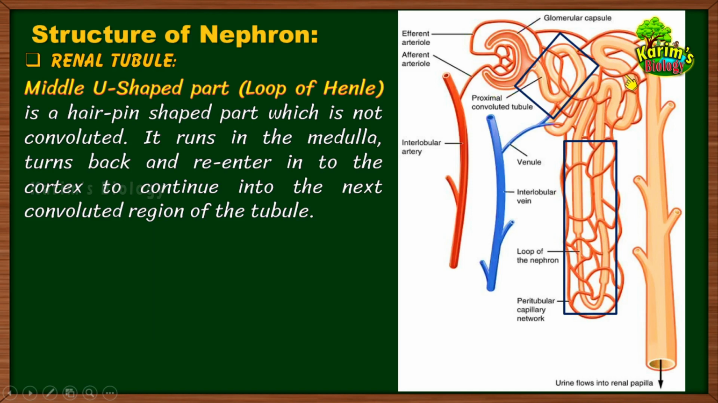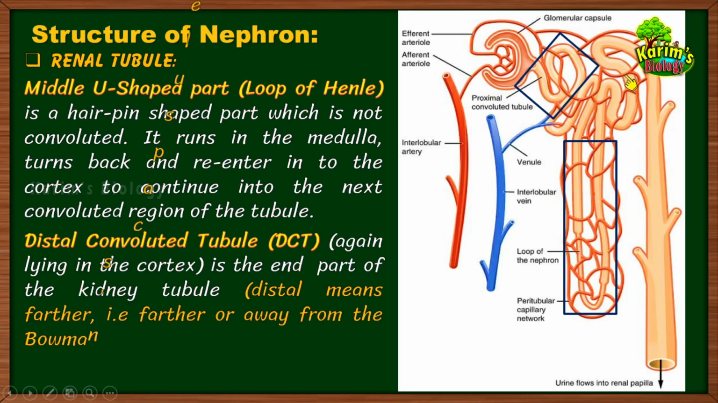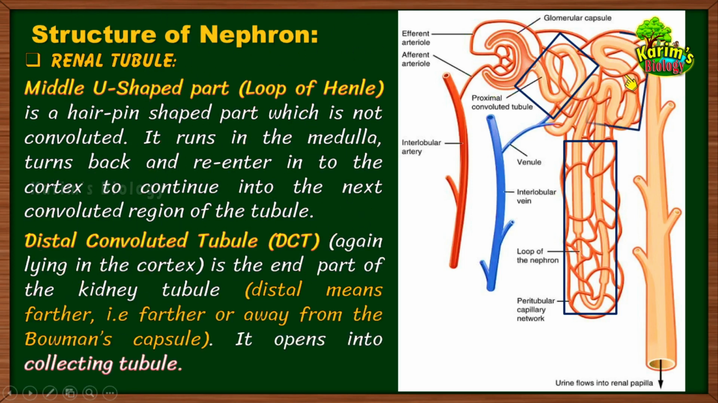So this is about the middle part called loop of Henle, and the last one is the distal convoluted tubule. Okay, and this is the distal convoluted tubule. Why is it called distal? It is the end part of the kidney tubule.